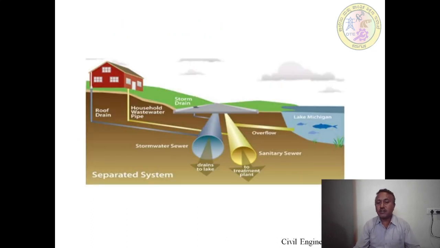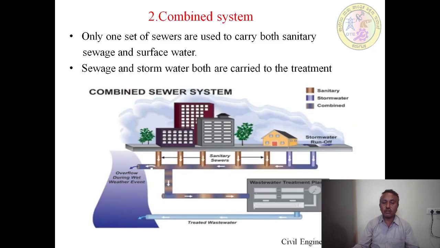I think in this figure we can look into it. Household wastewater will be carried through one pipe and storm water is carried through the other pipe. Storm water is directly disposed into a nearby natural water body without any treatment, whereas the sewage, meaning household wastewater, is used for the further stage of the treatment. This is the picture representation.